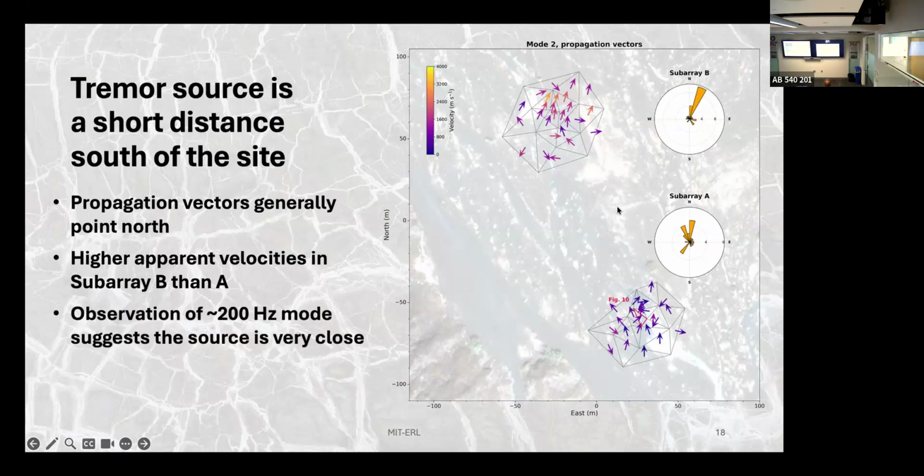These propagation directions don't tell us how far the source is from our observation site. But since we observe strong energy for modes close to 200 hertz, we conclude that the source can't be very far away from the site, since these high frequency waves don't propagate very far due to strong attenuation.